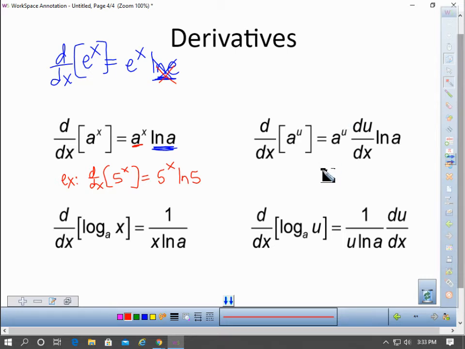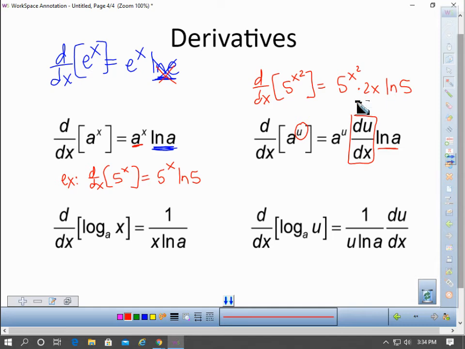Now over here, this is just talking about what you do if your exponent is more than just an x. Well, we're going to do the same thing we did with e. If your exponent is more complicated than just x, you've got to chain on the derivative of your exponent. So for instance, let's say I had 5 to the x squared, and I was taking its derivative. Well, that's going to be 5 to the x squared. But then I have to chain on the derivative of my exponent, so I have to chain on 2x. And then I also have to chain on the natural log of 5, because that's my base.